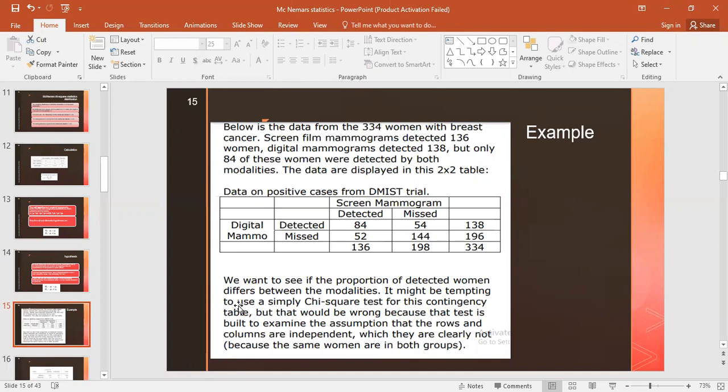It might be tempting to use a simple chi-square test for this contingency table, but that would be wrong, because the test is built to examine the assumption that the rows and columns are independent, which they clearly are not, because the same women are in both groups. So we apply the McNemar test to this table.